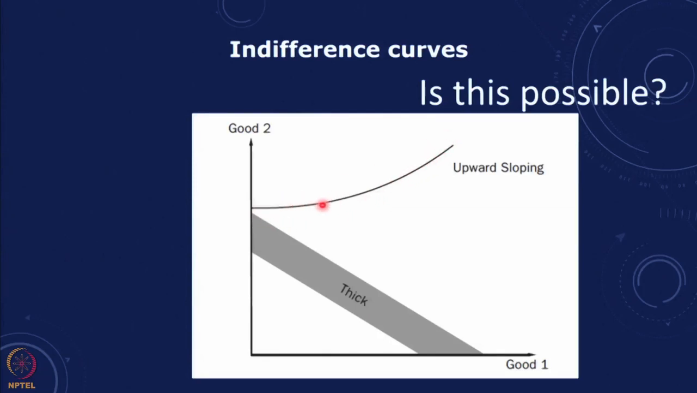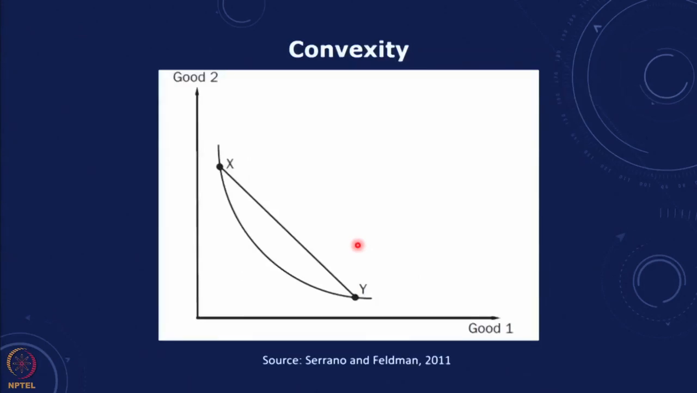Again, this goes based on the fact that we have non-satiation, and also it is not possible to have a thick indifference curve. So, in general, the shape of the indifference curve would be such that it would be convex, which means that a combination of two goods and services will have higher utility than the individual amounts of goods and services. So, this is the characteristic of convexity.